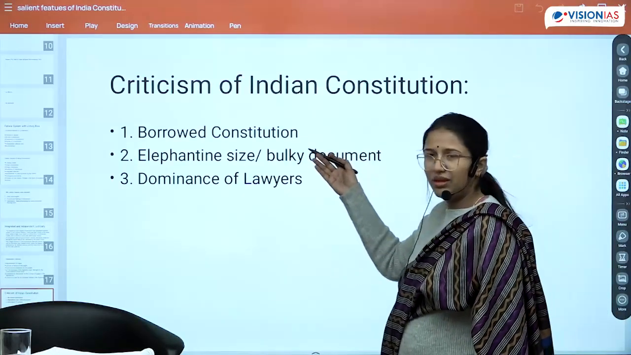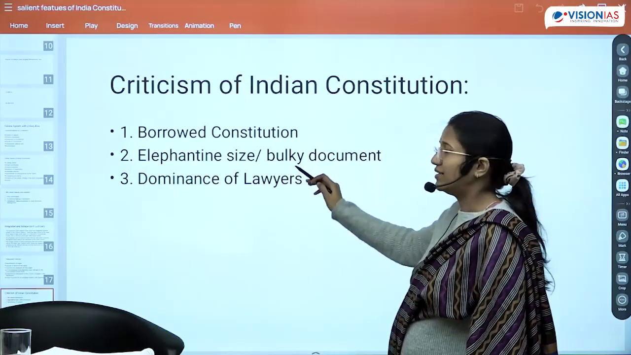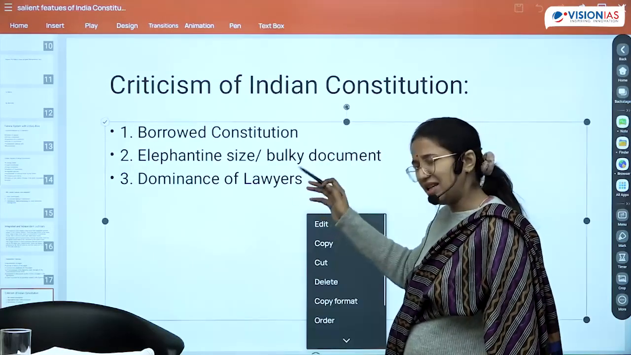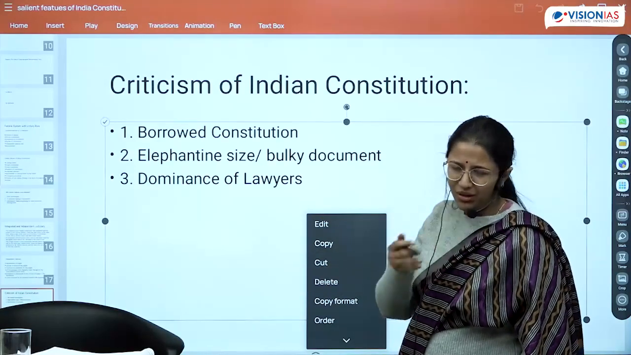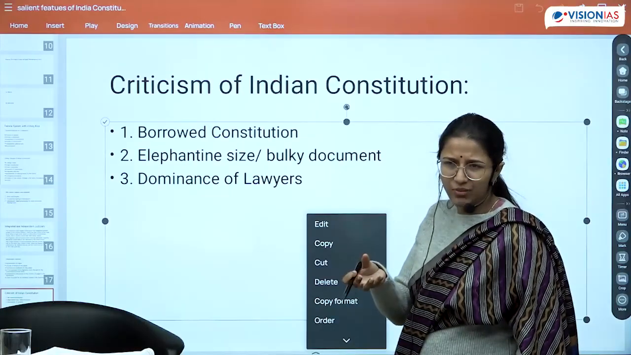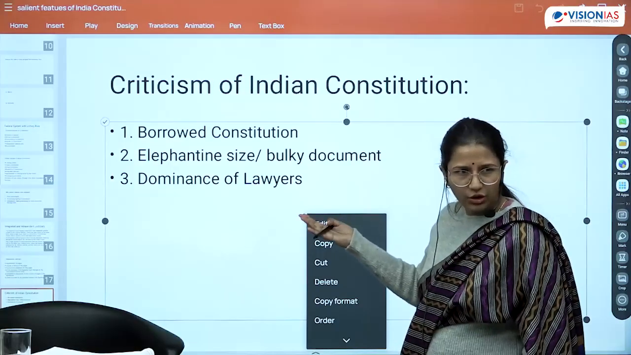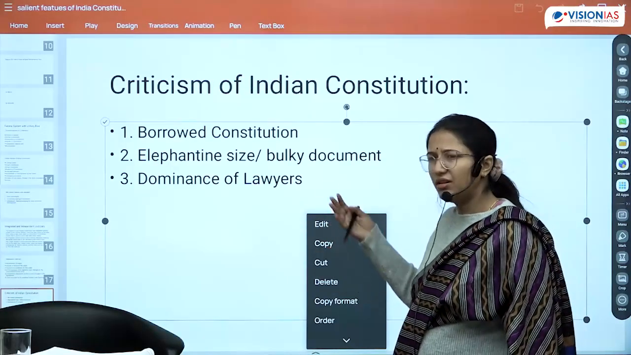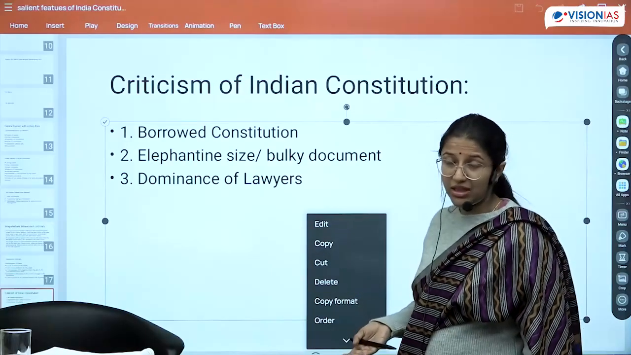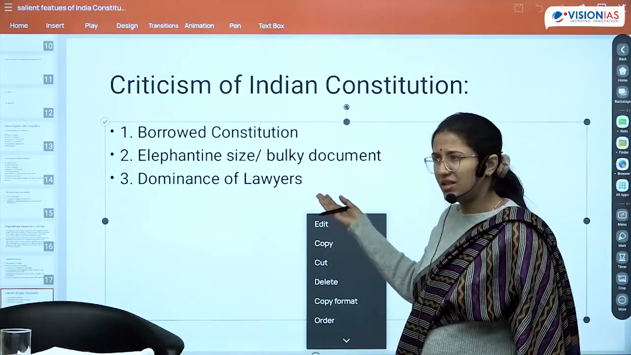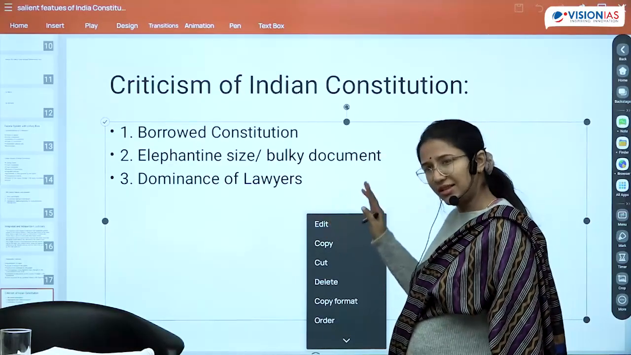Yes, it is true that we have borrowed, but we have adapted it to our needs. So we reject this criticism. Elephantine in size, yes, it is a very large, bulky document, that is true. But that is a procedural aspect. Substantively, the Constitution is a very good, forward-looking document, and it reflects the national consensus in India. Today, when society at times gets very polarized, even then we have consensus over the Indian Constitution. So it reflects a national consensus.